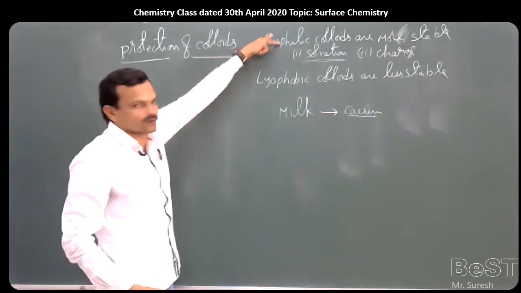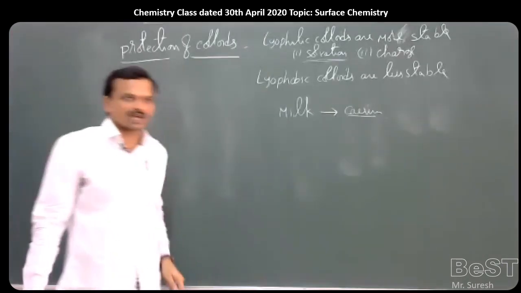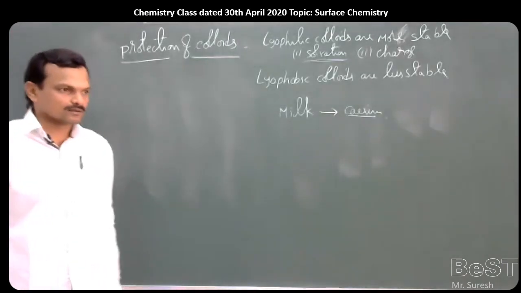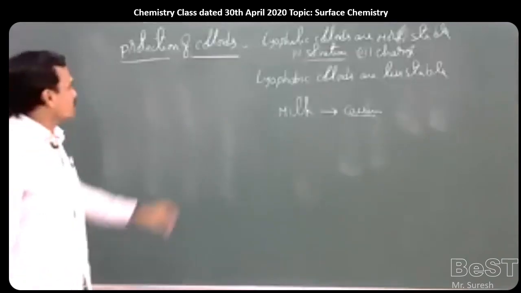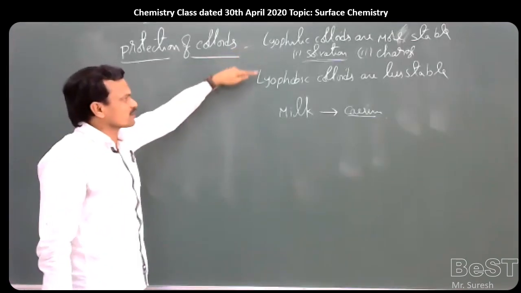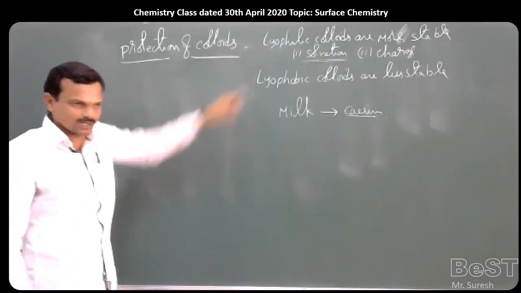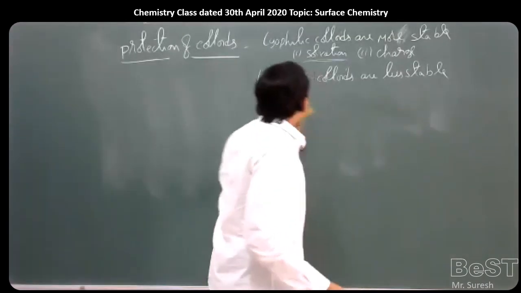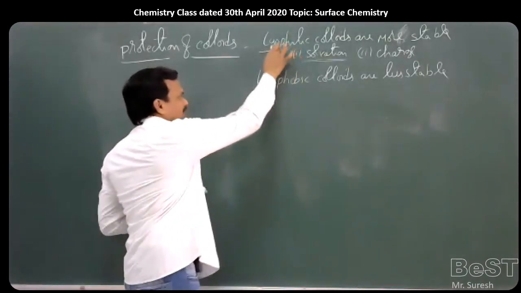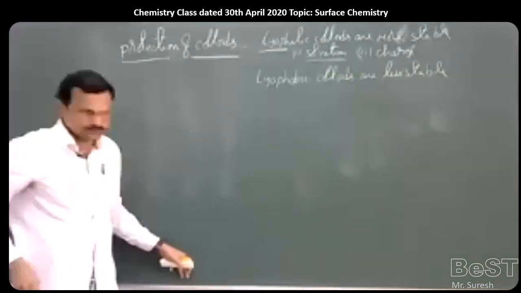of lyophilic colloids like starch, gum, gelatin. These are some examples of lyophilic colloids which are commonly used for stabilization of lyophobic colloids. Now see how a lyophilic colloid can keep the lyophobic colloid stable.